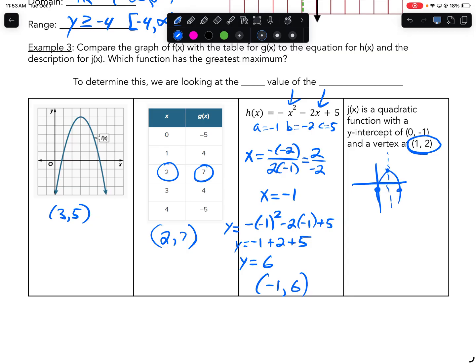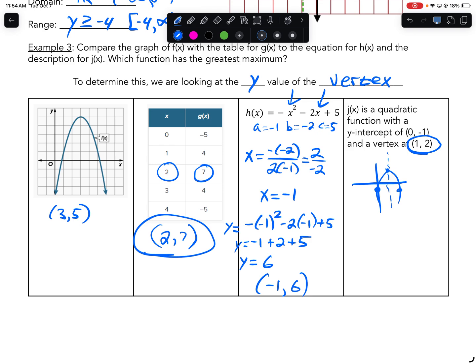Which one has the smallest maximum? That one, right? Because it's only 2. And the biggest maximum is this one here. So I forgot to write this up here. We're looking at the y value of the vertex. So which one has the biggest y value of the vertex? That would be an exceptional test question because you have to understand a whole lot to be able to solve that, but it's completely manageable.